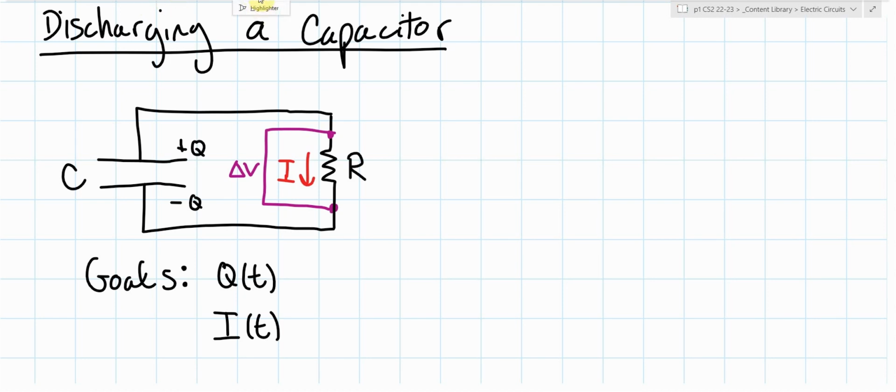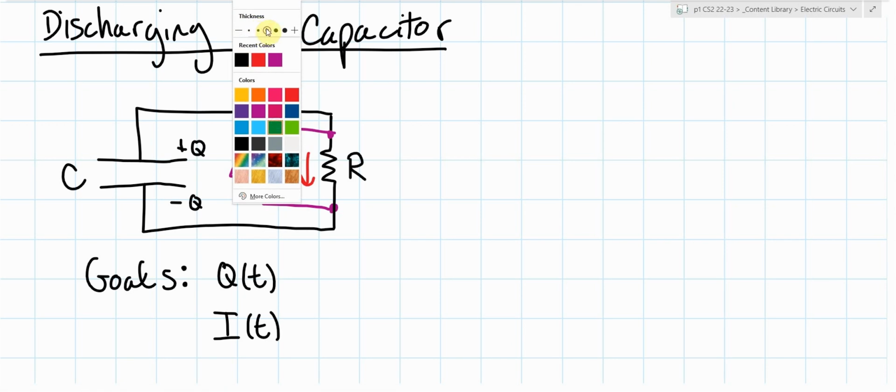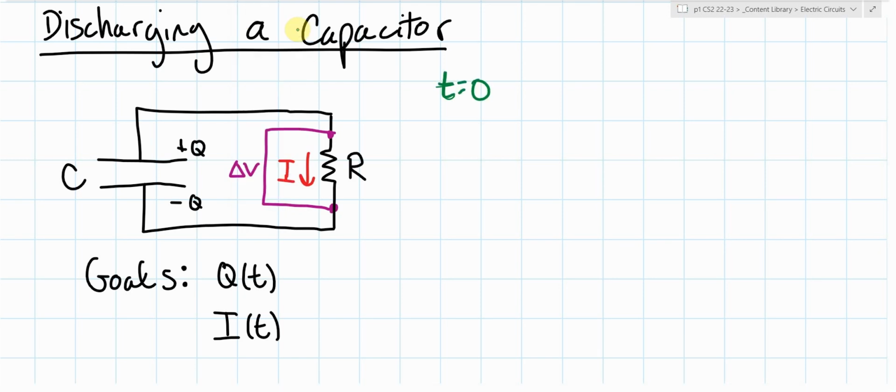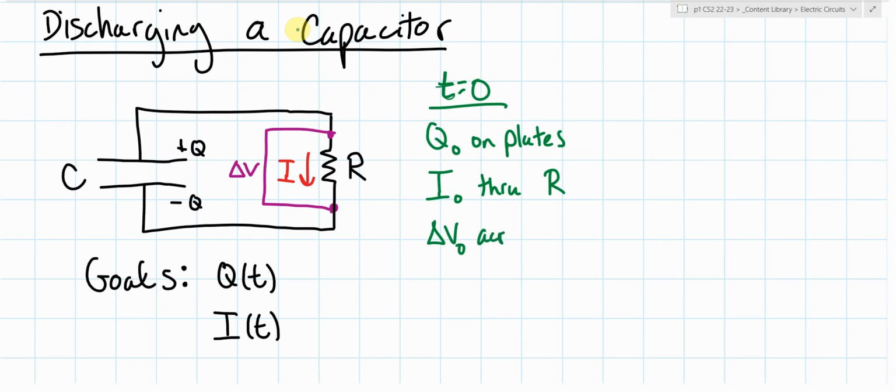Okay, so let me get a pen here. Let's think about at time 0. When this first starts happening, let's call the charge on the plates Q naught. That's the initial charge on the plates. At the very first moment, immediately after we hook up this capacitor and this resistor, we have I naught current through the resistor R, and also we have V naught across R.